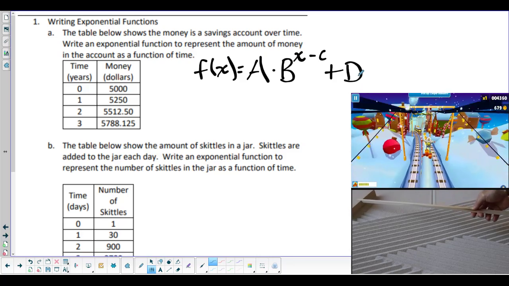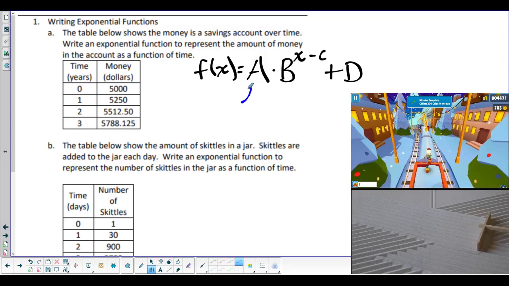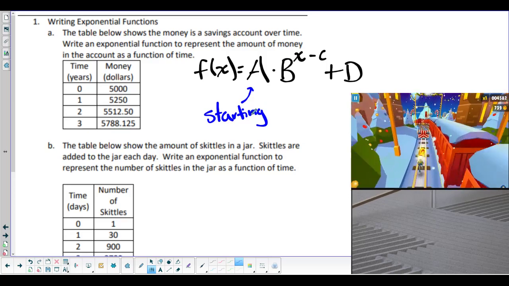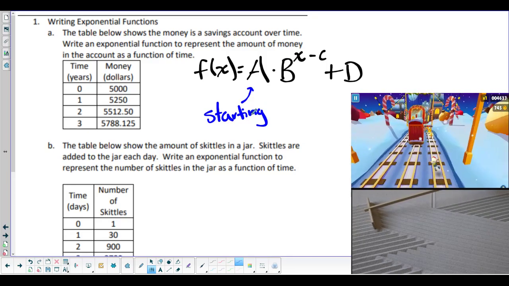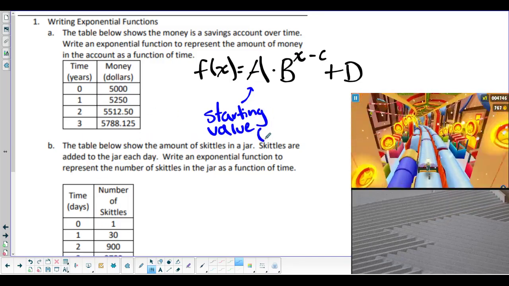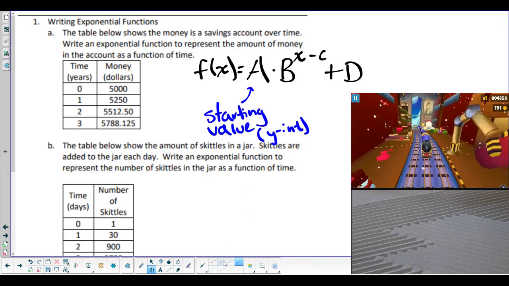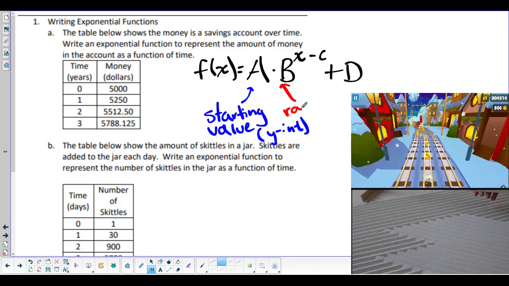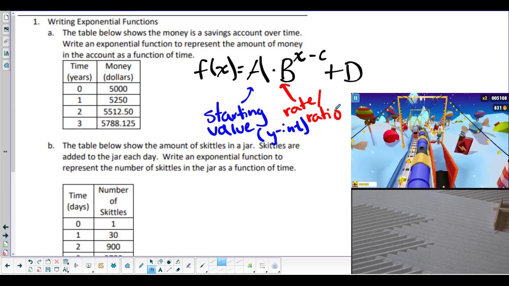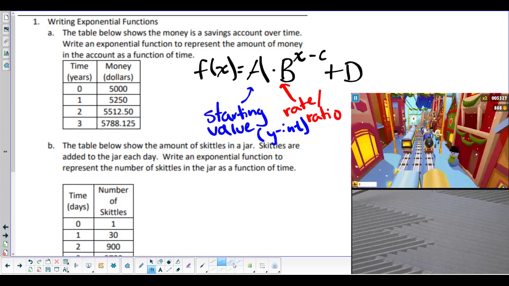If you don't have this in your notes somewhere, I would write this down because it's very important. The starting value is a. So wherever you're starting with, when x is 0, when time is 0, what are you starting with? We'll see those in this problem specifically. Another way to think about that is it's the y-intercept, before any transformations at least. We have this b value, which is what we call the rate or the ratio. It is basically what you're multiplying by each time. What do you have to multiply by to get to the next thing in the situation?